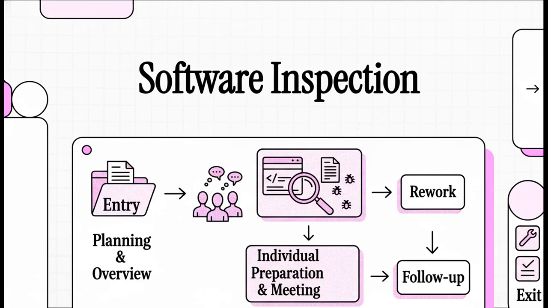Let's talk about a powerful quality check that happens long before you ever get your hands on a new app or piece of software. It's called software inspection, and it's all about catching problems right where they start, way before a single line of code is ever run.